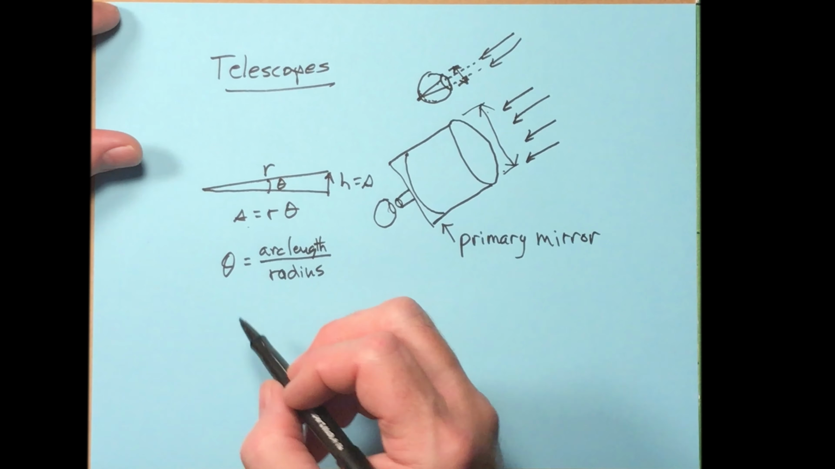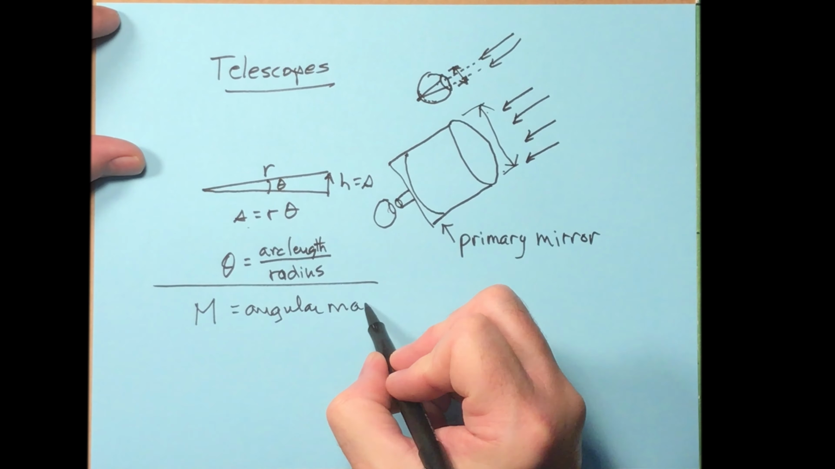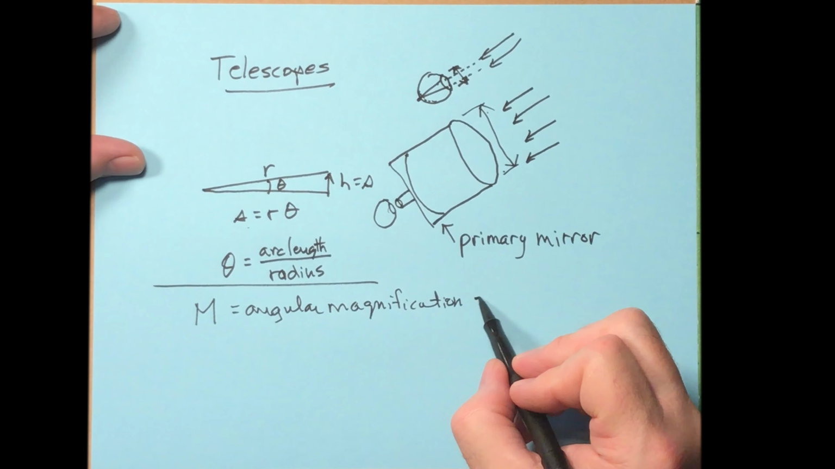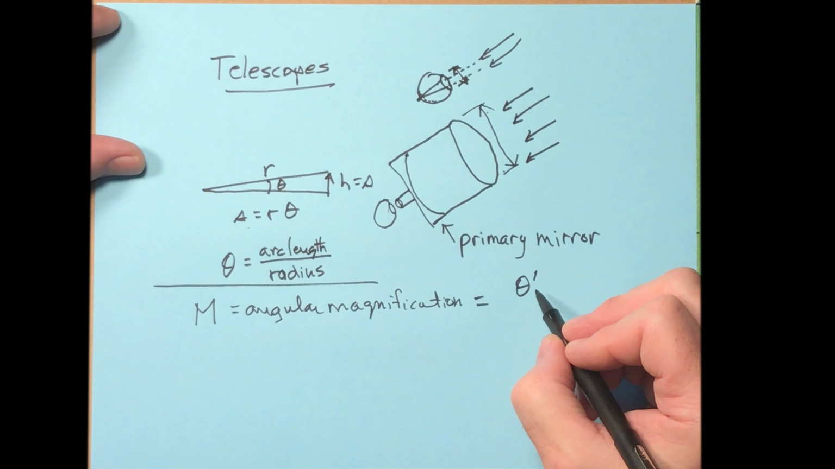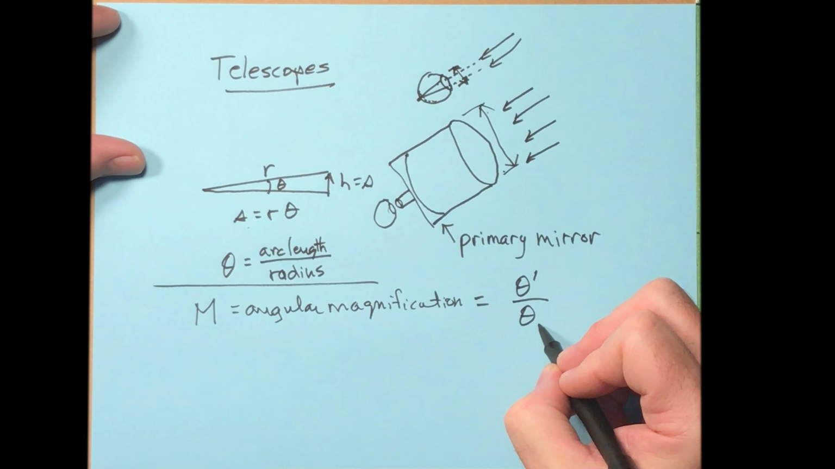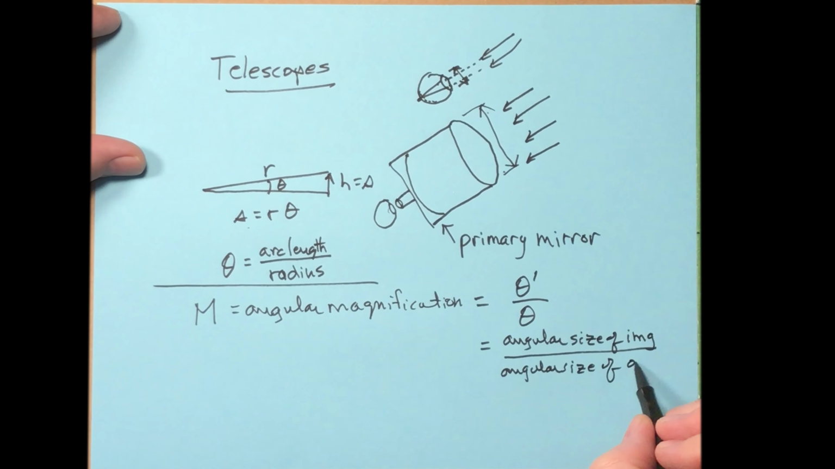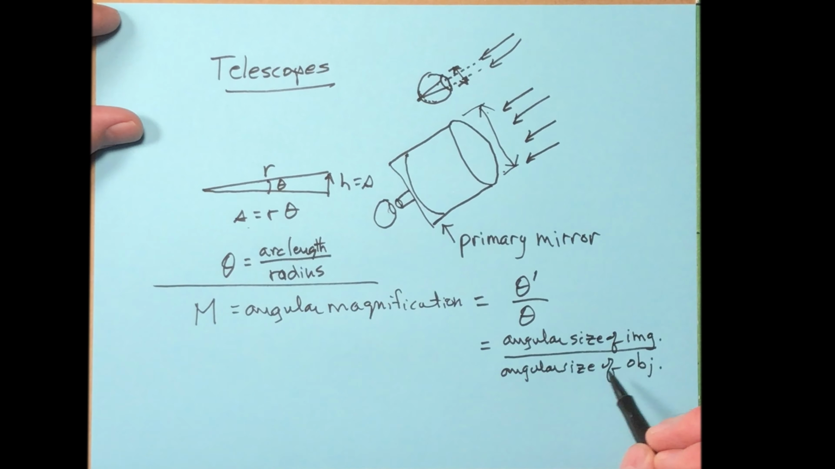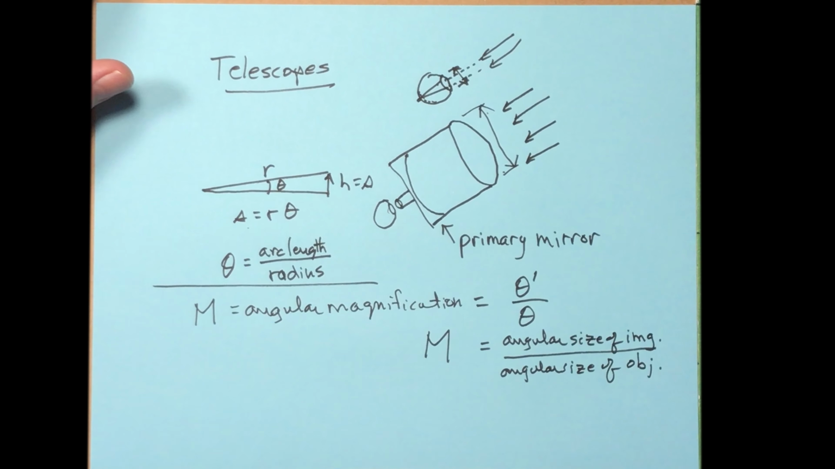Now, angular magnification, let's call that capital M. Angular magnification is equal to the angular size of the final image divided by the angular size of the object. So we have the angular size of the image divided by the angular size of the object, and that is the angular magnification. So the purpose of a telescope is twofold. Number one, it's to increase angular magnification, and the second thing is to act like a light bucket.